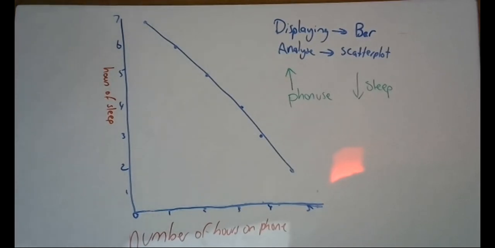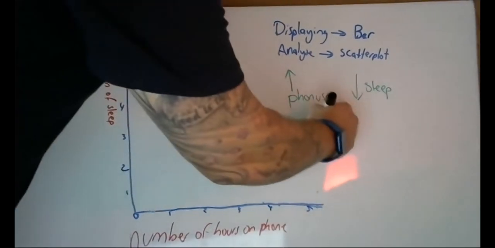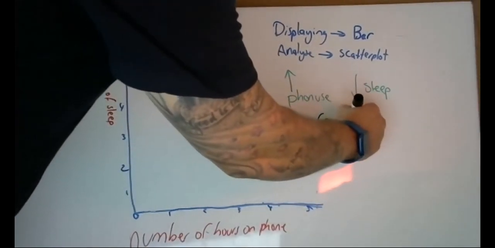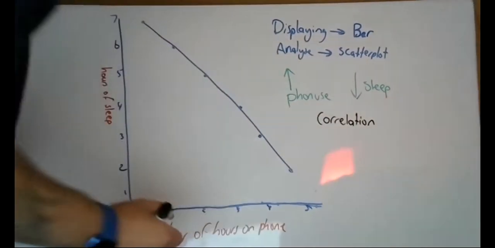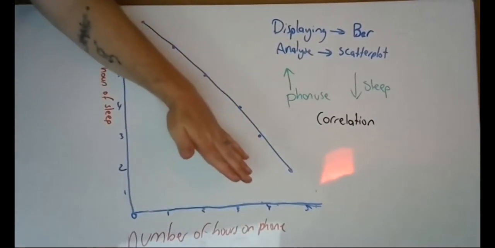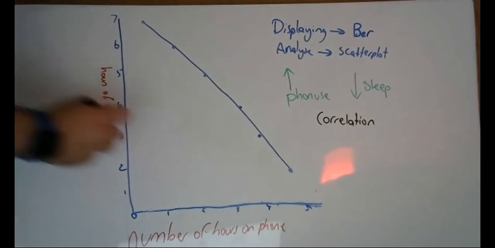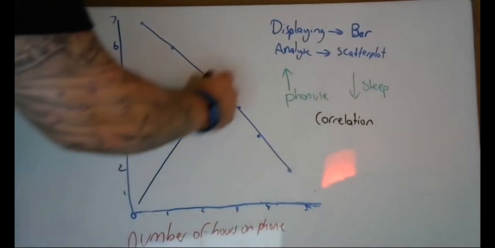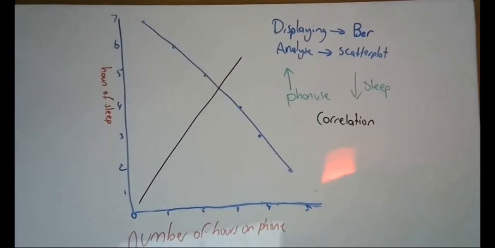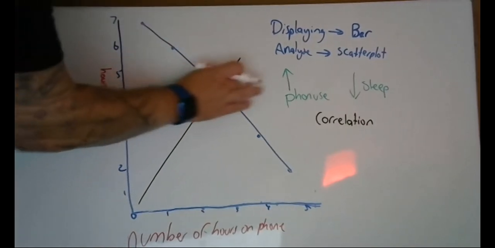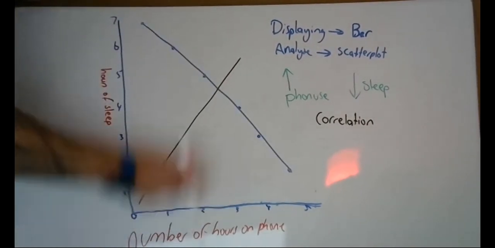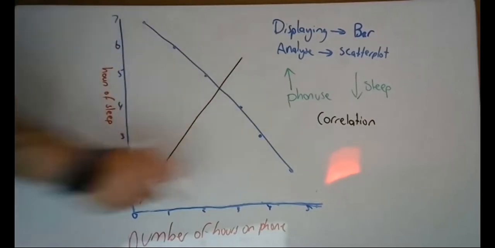And this is what we call a correlation. If the line is sloping this way, down from top to bottom, it's a negative correlation. If it's going this way, it's a positive correlation. So a negative correlation says that when you increase this variable, this one goes down.